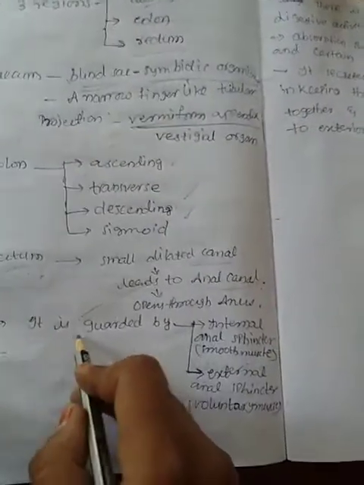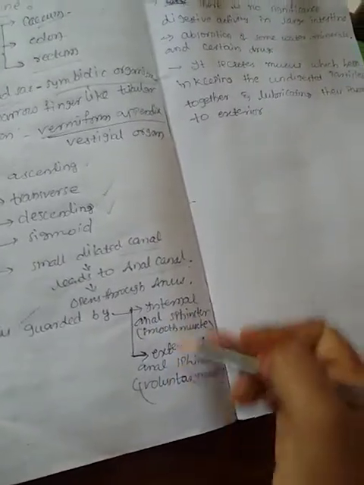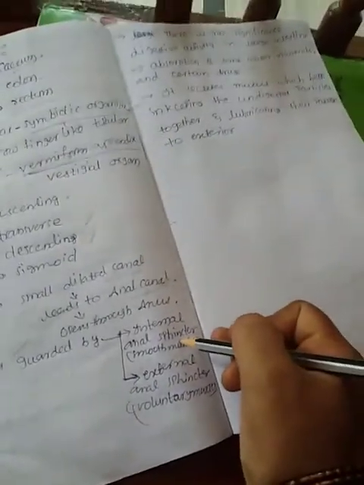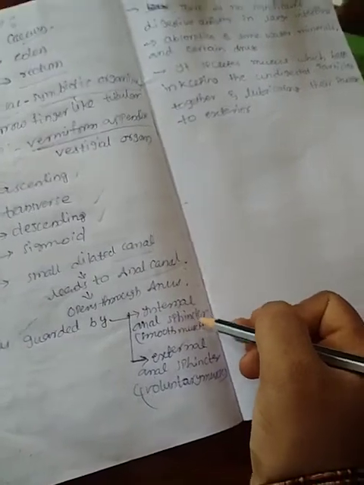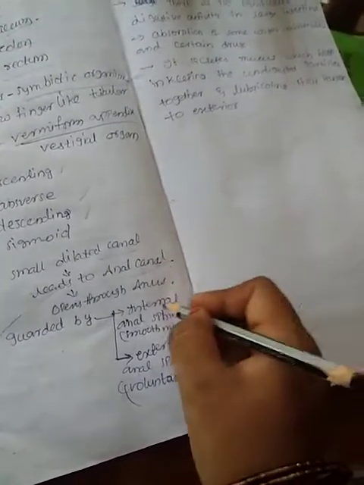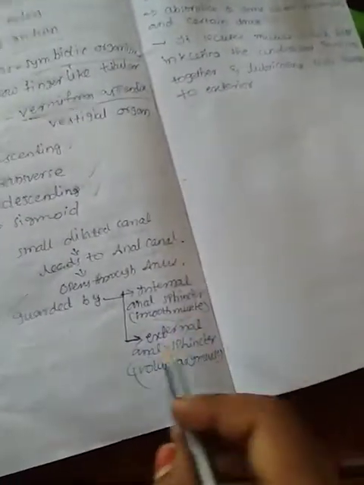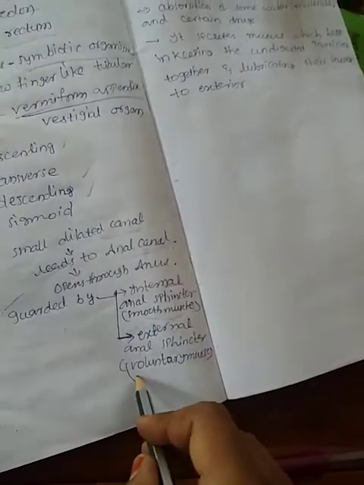Anal canal or anus is guarded by 2 sphincters. First one is internal anal sphincter, and second one is external anal sphincter. Here internal anal sphincter is a smooth muscle and external anal sphincter is voluntary muscle.